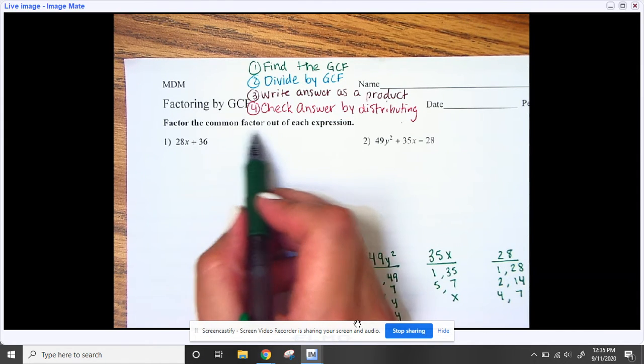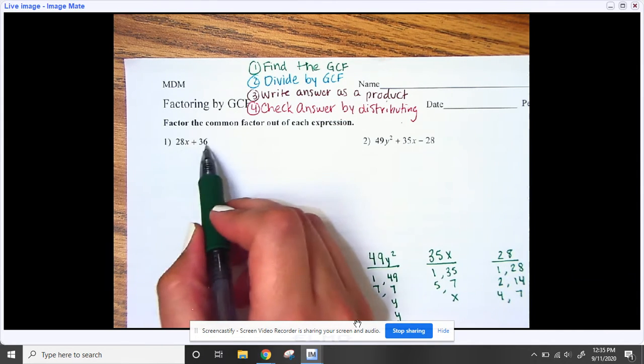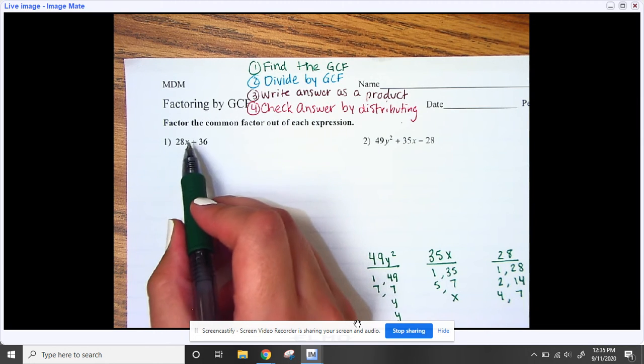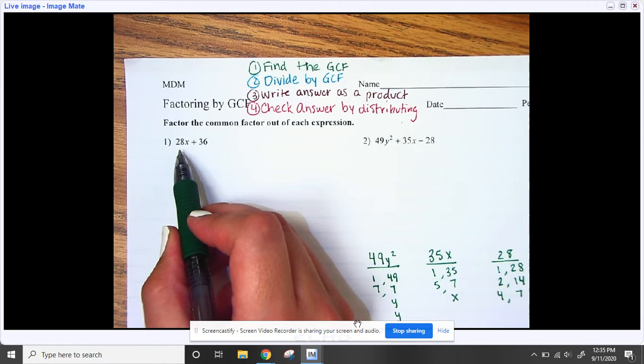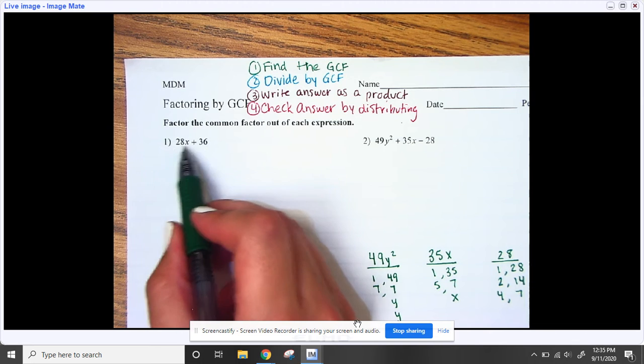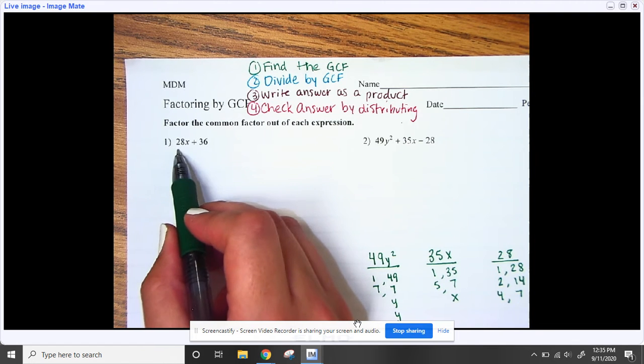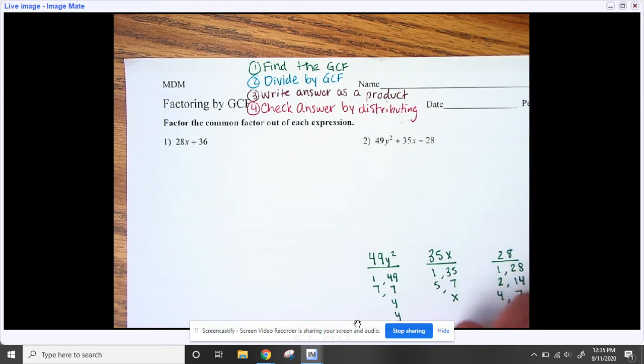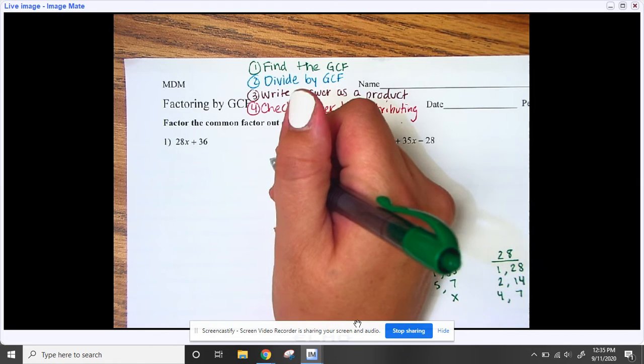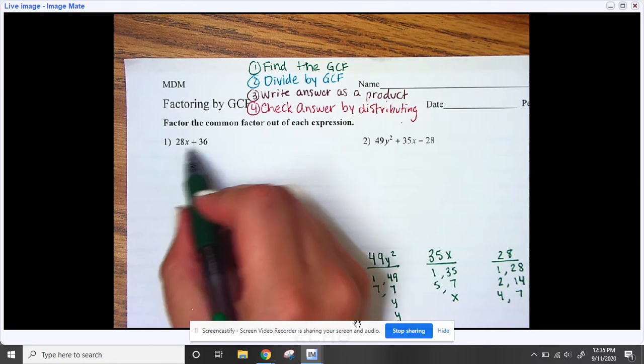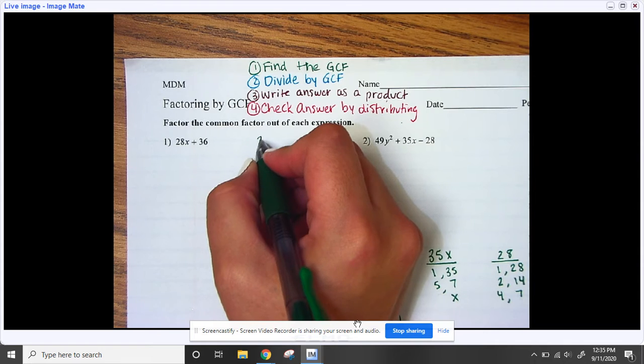I'm going to find the greatest common factor between these two terms. Now, if you know your divisibility rules really well, you can already see what the biggest number that you can divide these by. But if you struggle with that, here's the easiest method to do this. Take these numbers and write the numbers that you would multiply to get it.